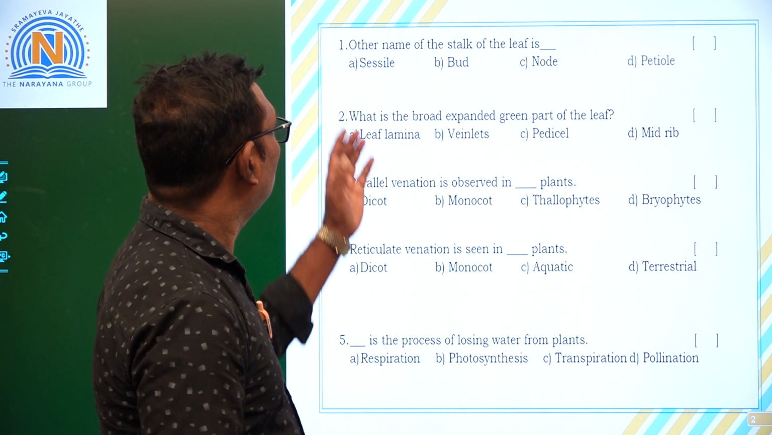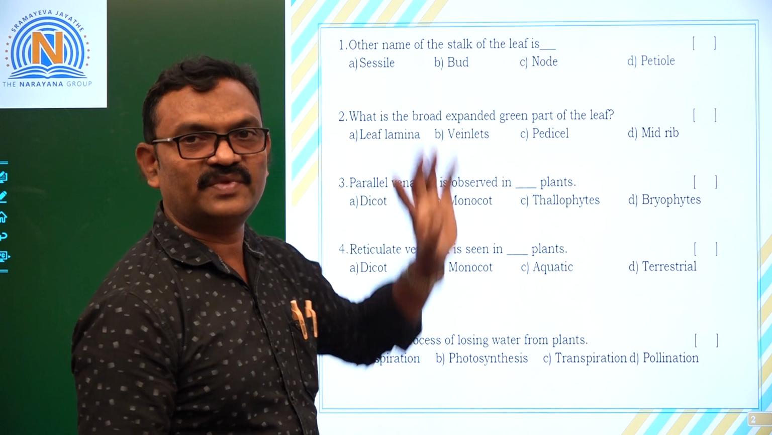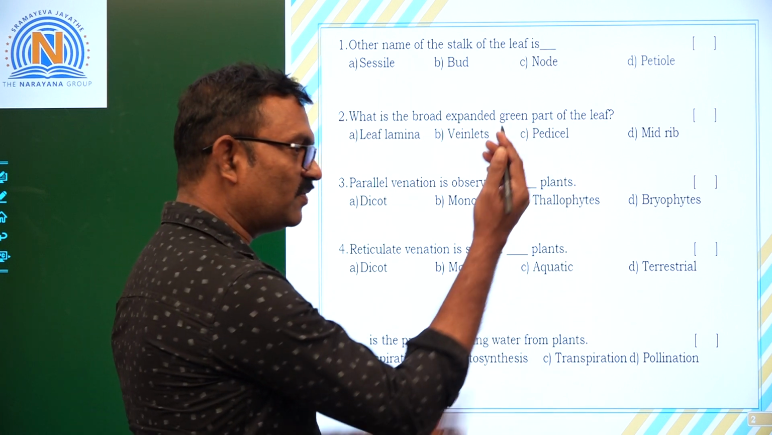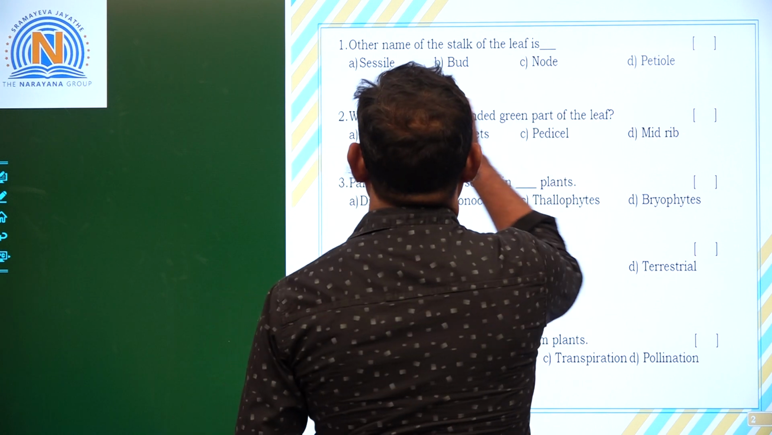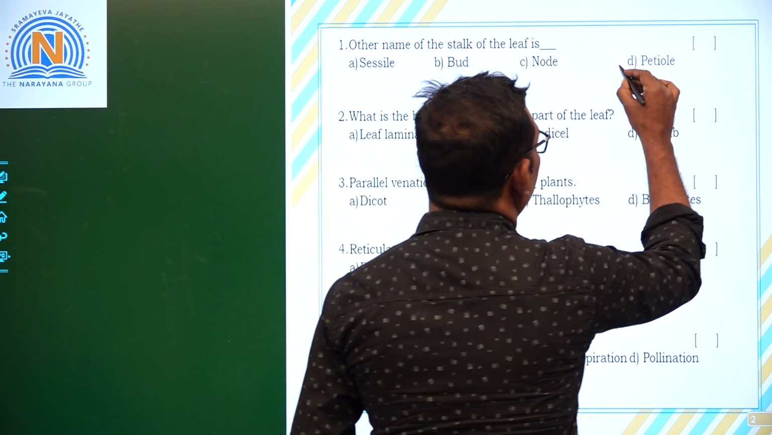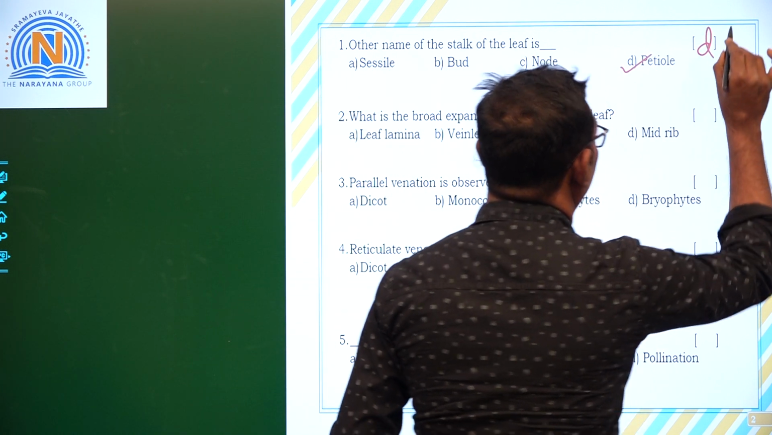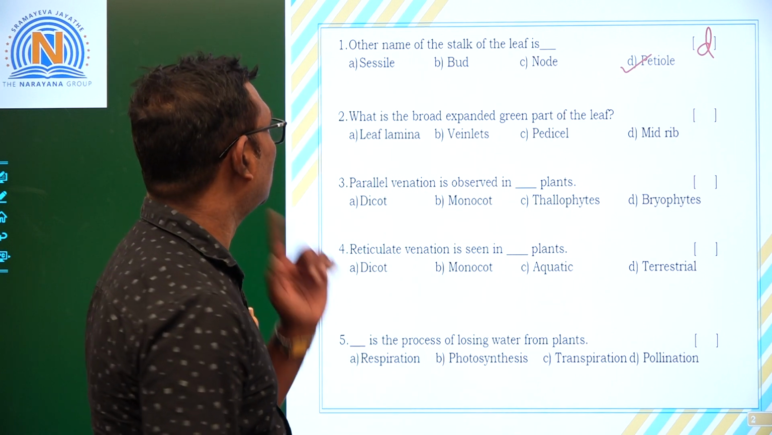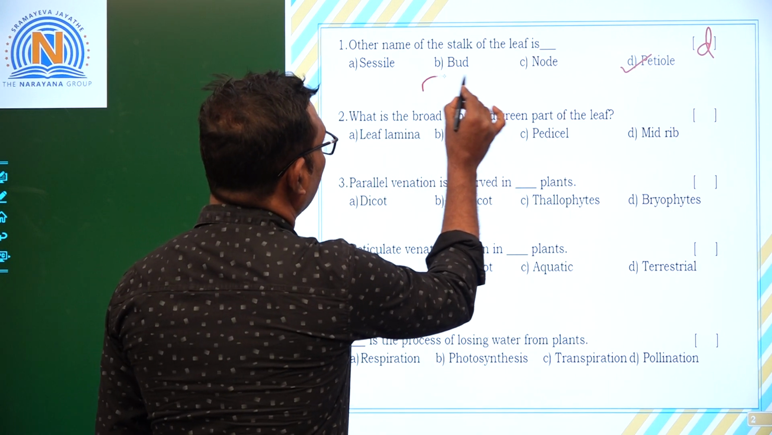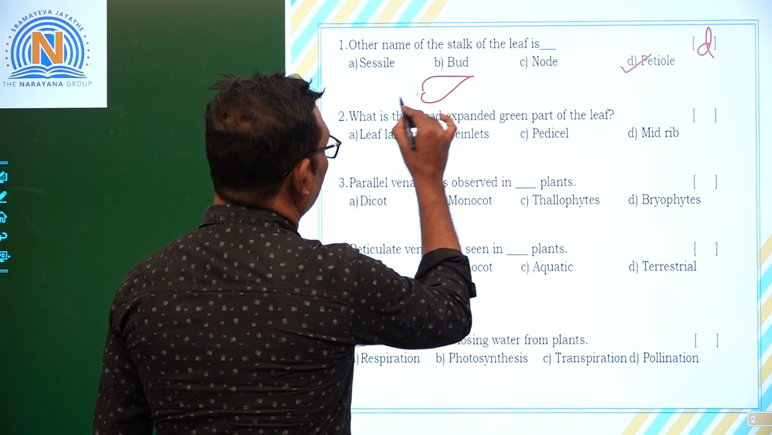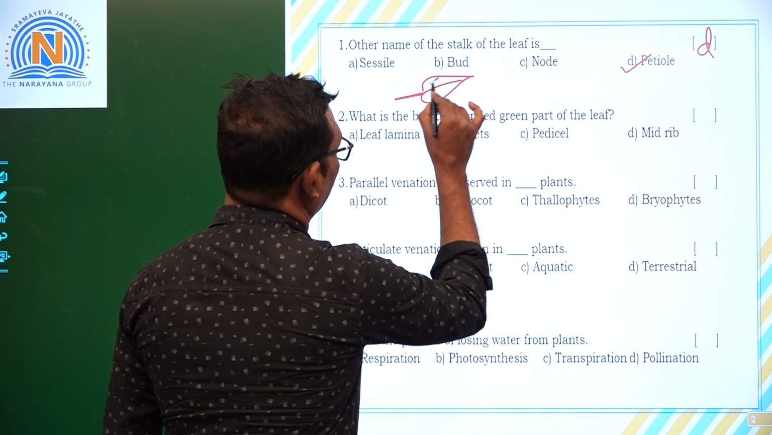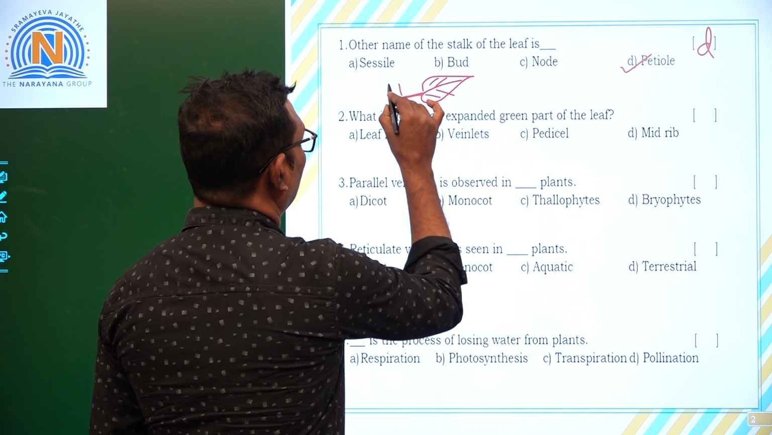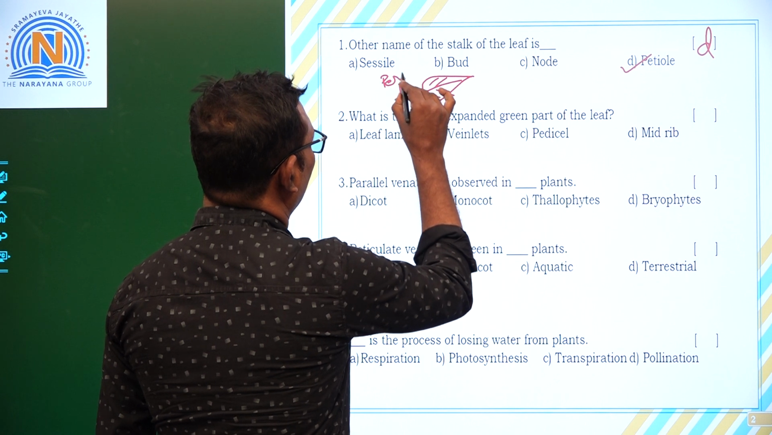First question. Other name of the stalk of the leaf is, so leaf stalk is known as petiole. Yes, D, petiole. Other name of the leaf stalk. Actually the leaf is this one. This is called stalk. Okay. Yes, this one is called petiole.